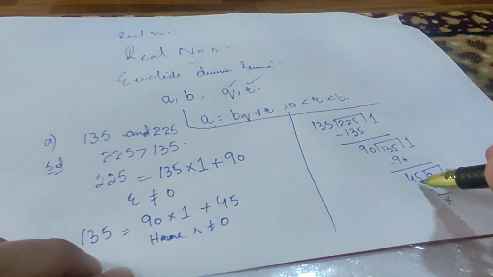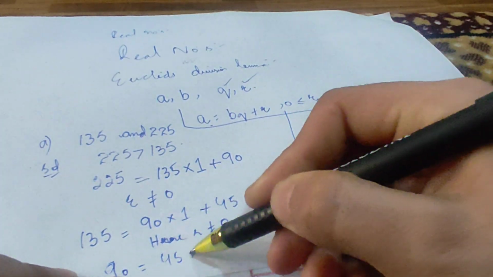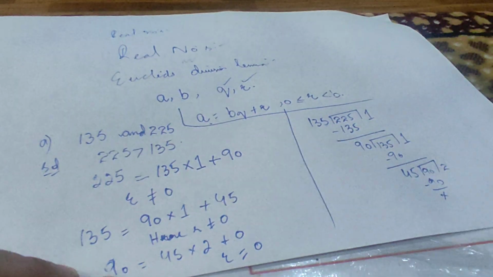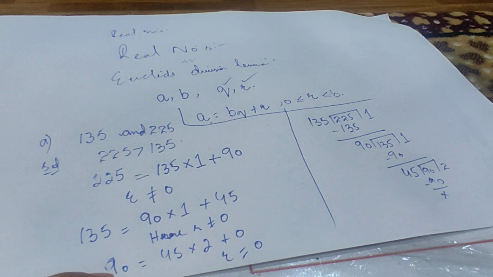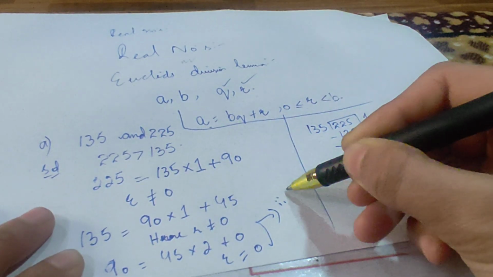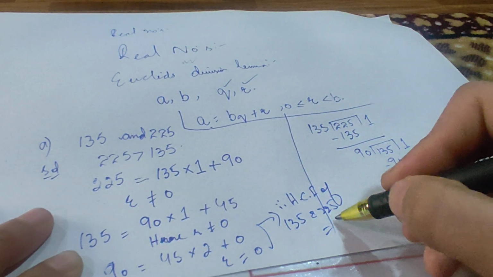What was our next step? Here we have 90 is equal to 45 into 2 plus, what was the remainder? 0. Here r is equal to 0, that means now we need to stop. At this very step, the divisor is the HCF of 135 and 225. Which number was the divisor here? We had 45 as the divisor. So 45 is the number which will be the HCF of 135 and 225. Therefore HCF of 135 and 225 is equal to 45.